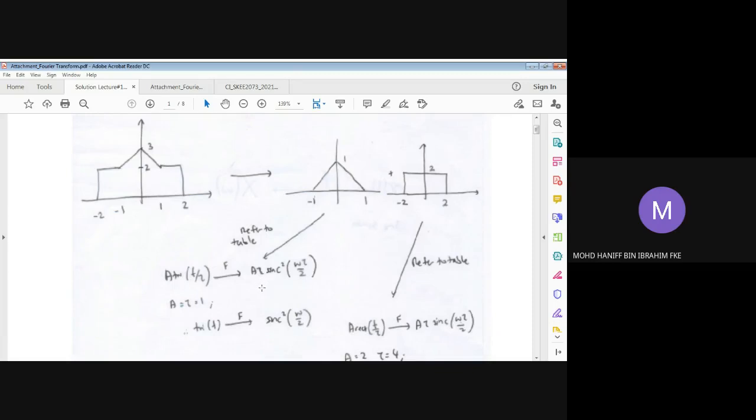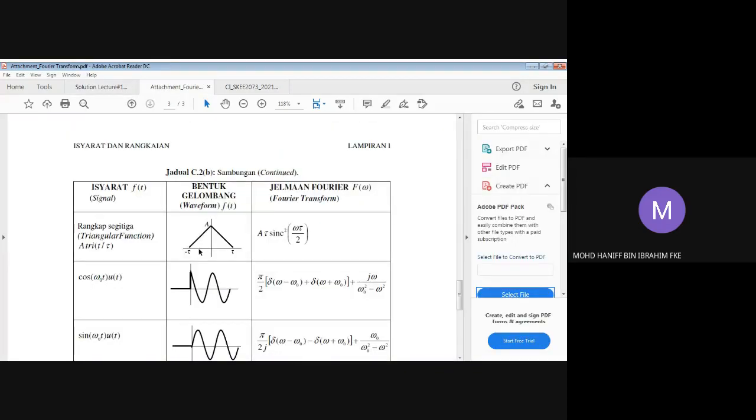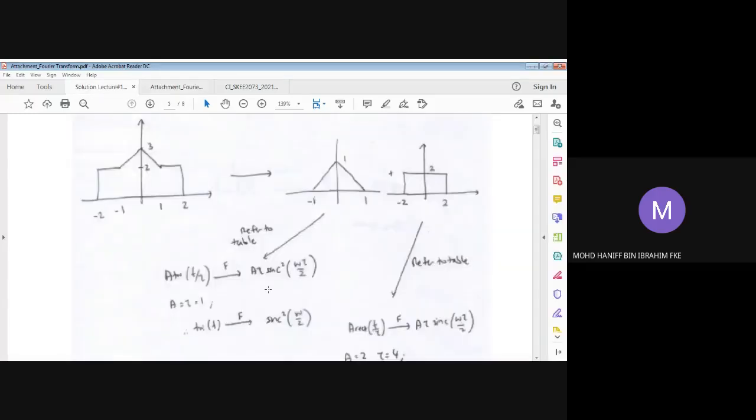Any question on this? If you have any question, please ask. No question at all? Good. Hopefully you understand why we choose A and tau equal to 1, because we are referring back to the signal, and from the signal and the table here, we have agreed that A and tau are both equal to 1. That's why the Fourier transform for triangular(t) is this.